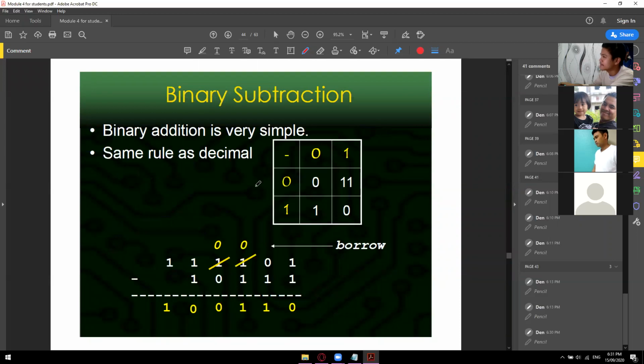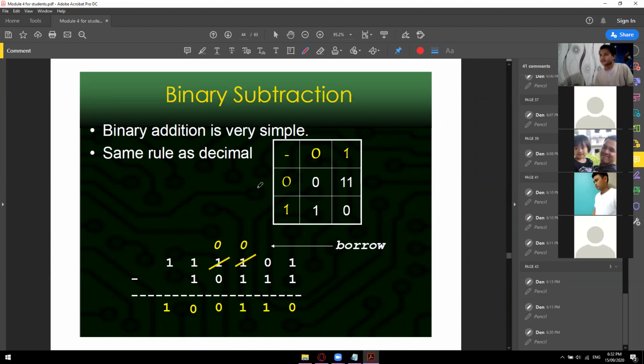Alright, so next one. So if we have an addition, we also have a subtraction. Okay, so wait lang. Close ko lang to. Okay, so dito muna tayo sa table. So 0 minus 0 is still 0. 1 minus 0 is still 1. 1 minus 1 is 0. Tama? Pero dito, 0 minus 1 cannot be. And then you will get a result of 11. So paano nangyari yun? So, explain ko na lang dito sa actual na example.